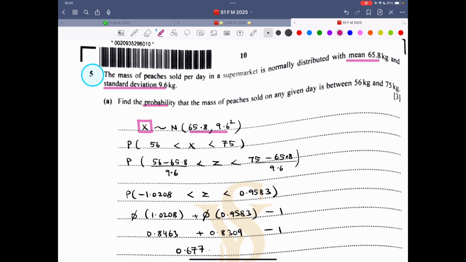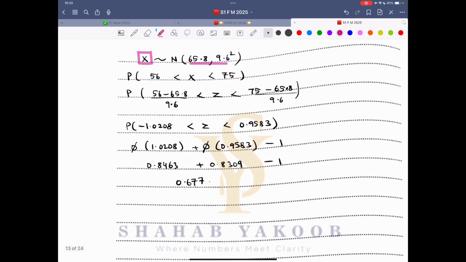Find the probability that the mass of peaches sold on any given day is between 56 and 75. So X lies between 56 and 75. Standardize, you get a negative value, you get a positive value. And this is rule number 7, that Z lies between a negative value and a positive value: phi of the first value plus phi of the other value. We always discard the negative sign.